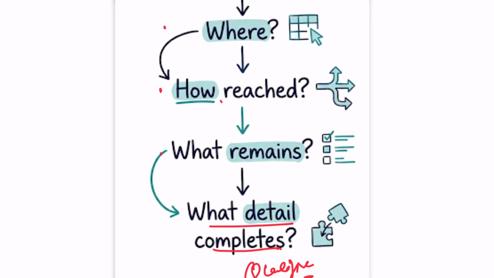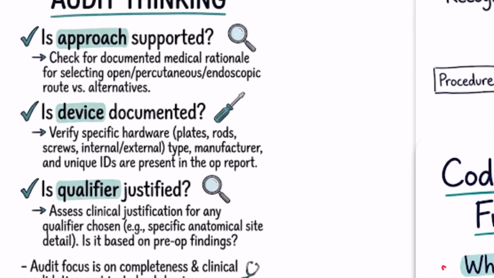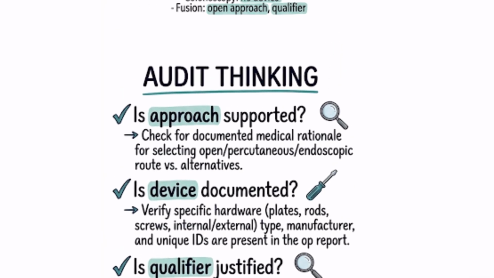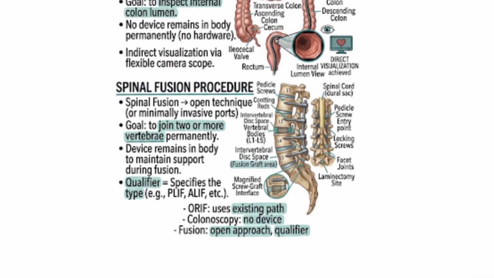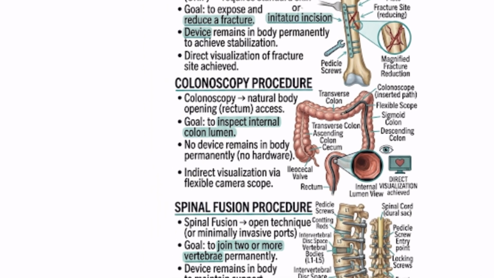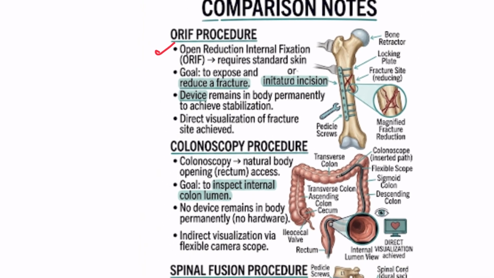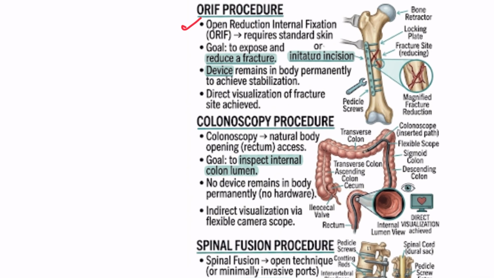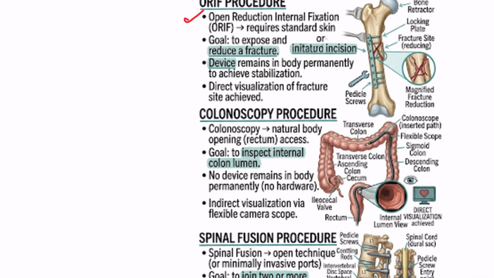Okay. Now let us shift the way we are thinking. Till now, we have understood the concept, but coding does not happen in isolation. It happens when you are reading a real operative note with multiple details, multiple steps, and sometimes incomplete clarity. So in this part, we are going to go through cases, and the goal is simple. When you read a procedure, you should be able to break it down naturally. When I read an operative note, I do not start with the code, I start with questions. And these are always the same. What was done? Where was it done? How was it done? What remains inside? What detail completes the picture? If you stay with these questions, you will get your answer.